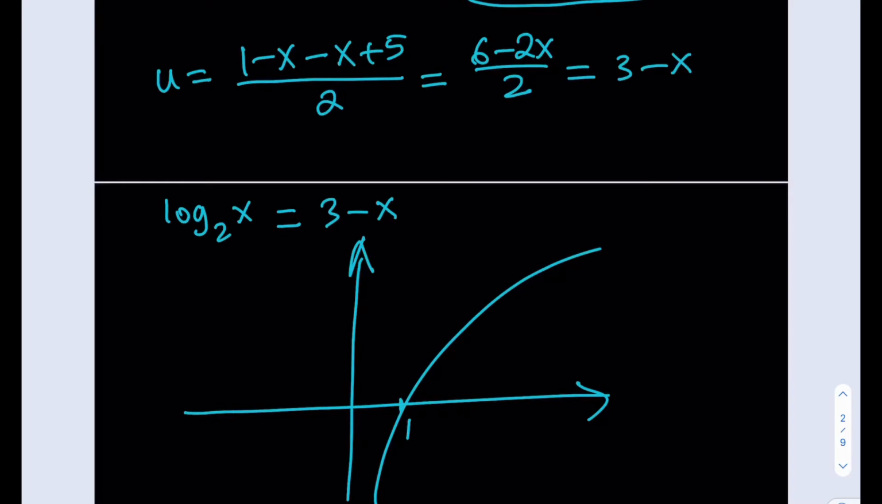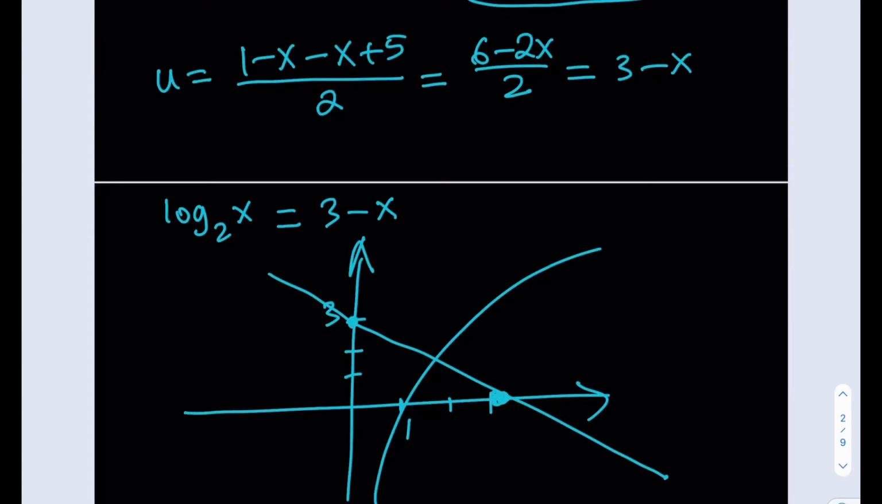On the other hand, we have a linear function, y equals 3 minus x. Obviously, its y-intercept is going to be at 3, and its x-intercept is going to be at 3 again. So this line is going to go through these 2 points. So let's see if we can make a nice graph here. Something like this, okay? This will do.